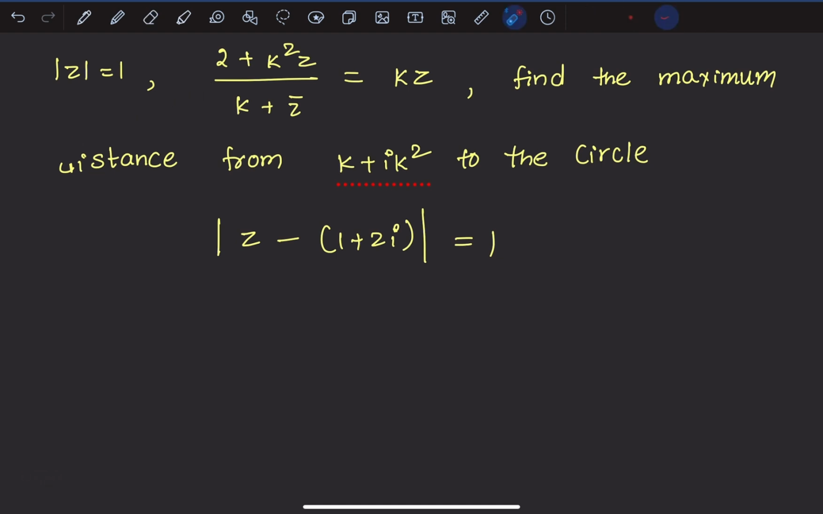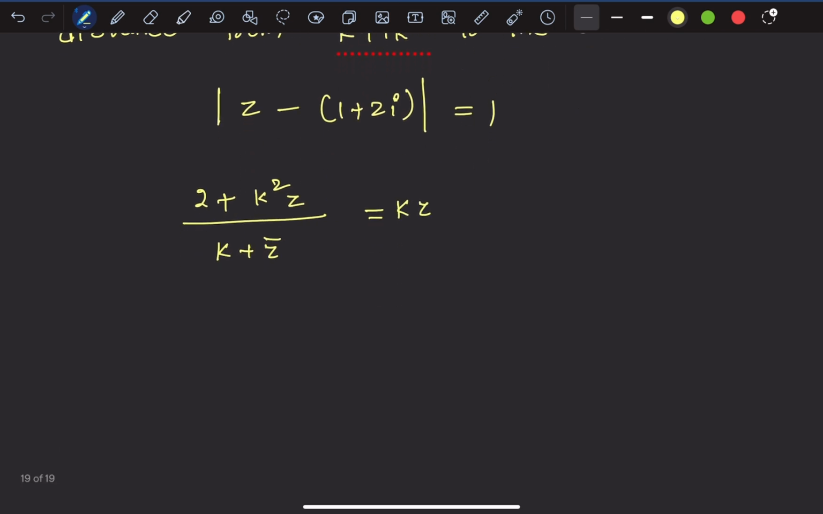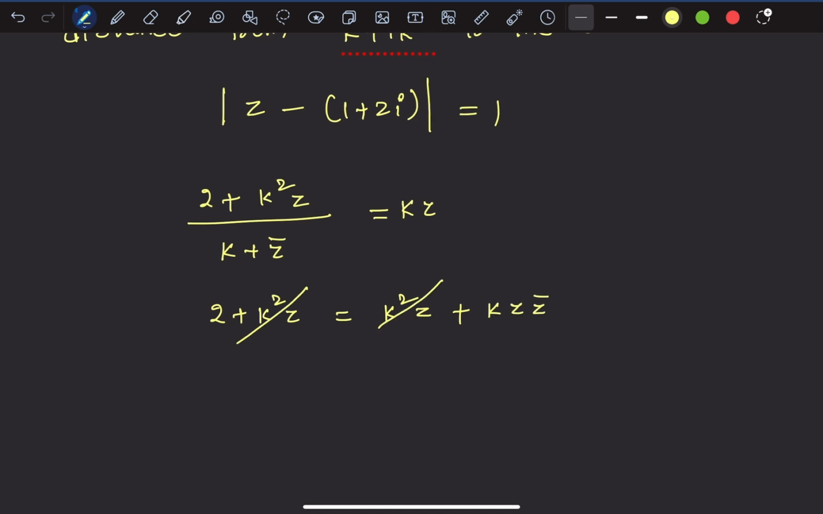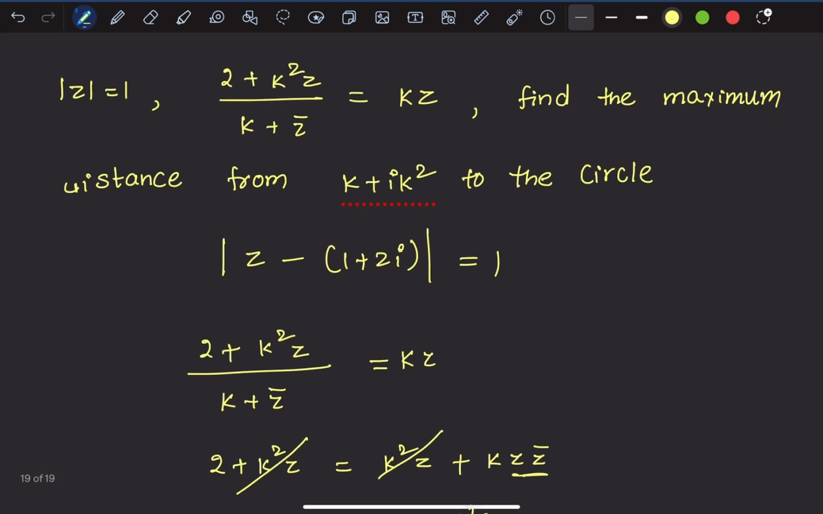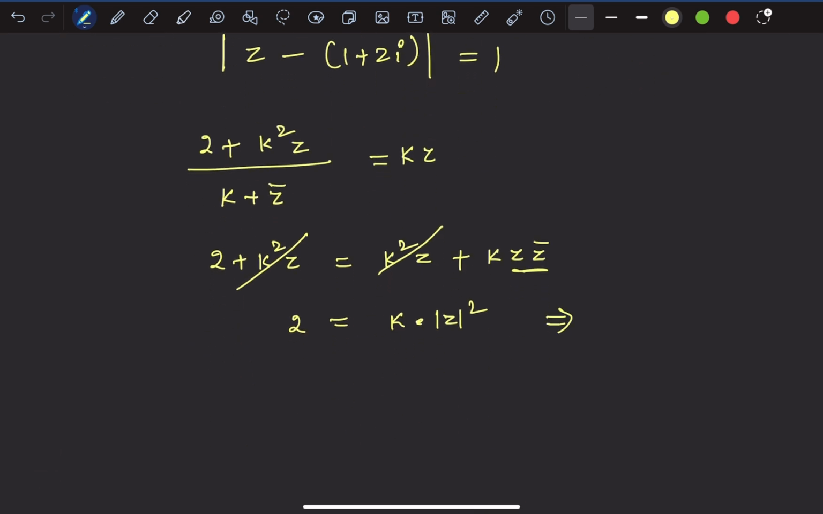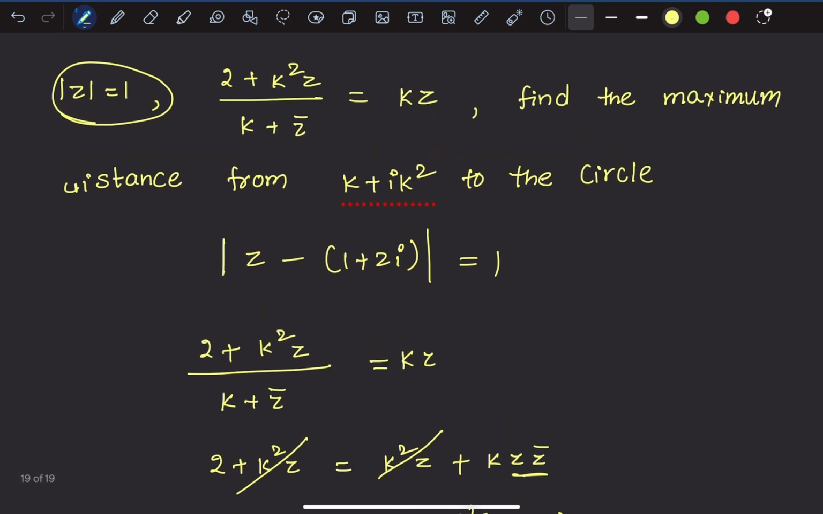Okay, so let us consider this particular thing given. 2 plus k square z by k plus z bar is equal to kz. So just cross multiply. 2 plus k square z plus k square is equal to k square z plus k z z bar. So this and this get cancelled. 2 is equal to k z times z bar, which is mod z square. It is given that mod z is equal to 1, so mod z square is also 1. So this implies k is equal to 2. So now the point that you are dealing with is 2 plus i times 4. So the point is 2, 4.